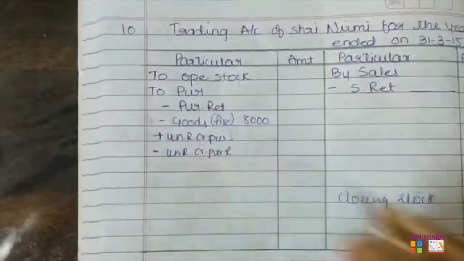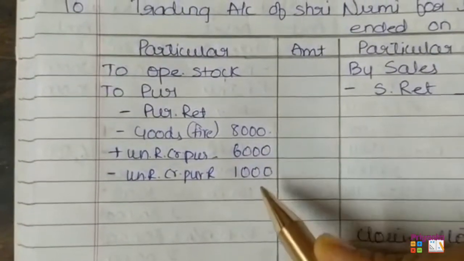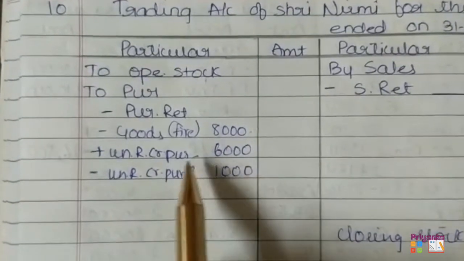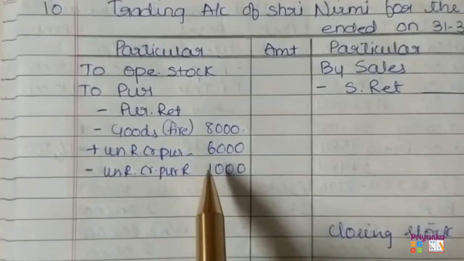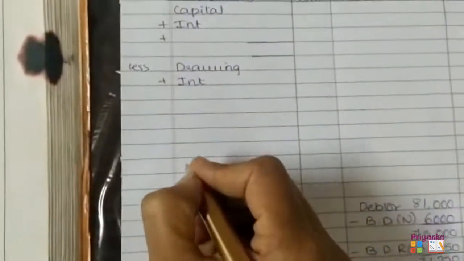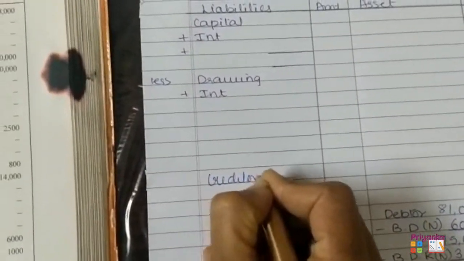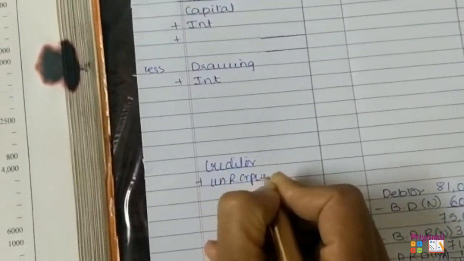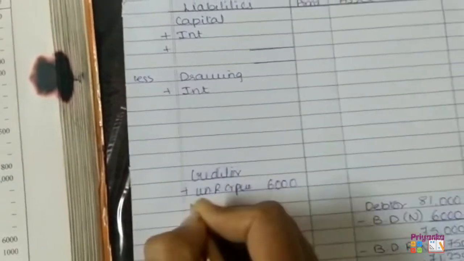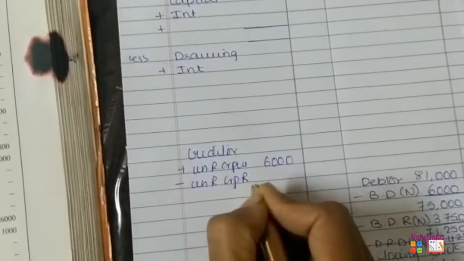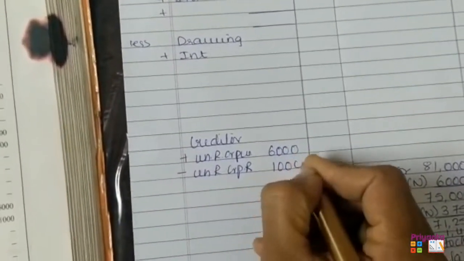Now this will be taken to the trading account: purchase plus unrecorded credit purchase and minus unrecorded credit purchase written. Here I record the value, and as I told you in the last video as well, the last question, that the unrecorded credit purchase or purchase written, whatever effect you give with the purchase, the same will be given to the creditor which is given in the balance sheet. So here we'll write down creditor plus unrecorded credit purchase, that is 6,000, and minus unrecorded credit purchase written. I am just writing in the short form 1,000.